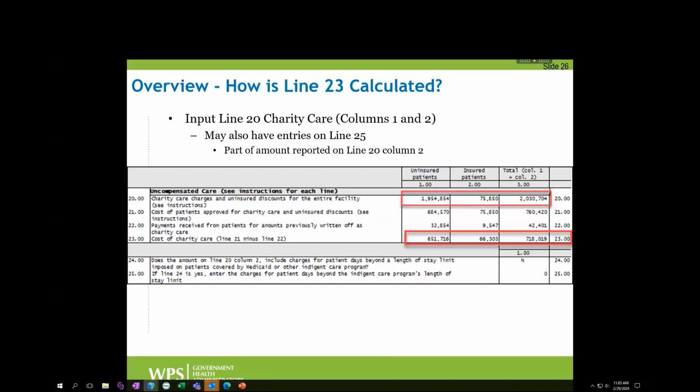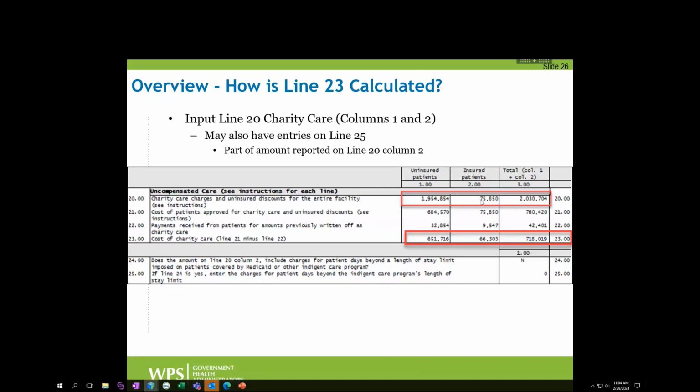Now, the problem with that is that every charge amount needs to be subjected to that cost to charge ratio, whereas the rest of it in column 2 would not be. So that's what this line 25 down here is all about. If you have some portion of column 2, line 20, that was a charge amount, you need to tell the system how much of that was charges down in line 25.